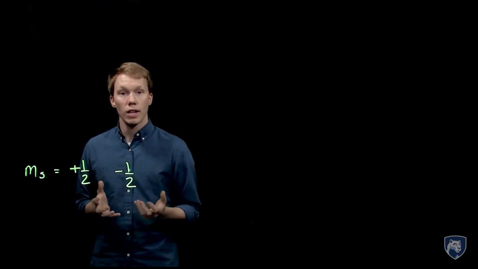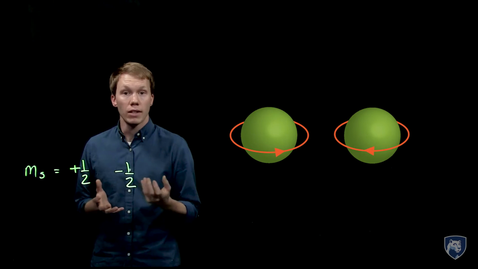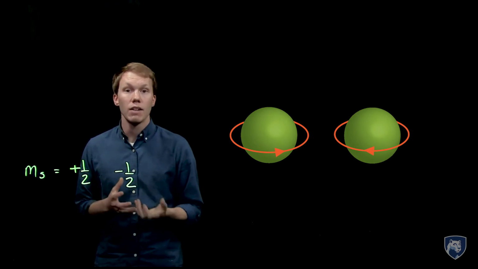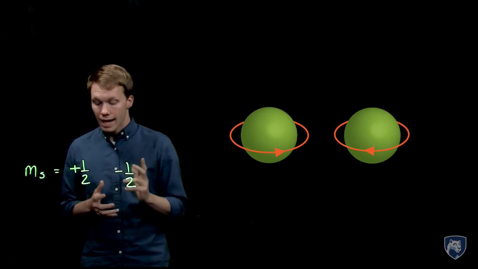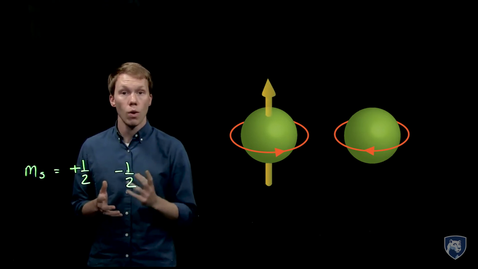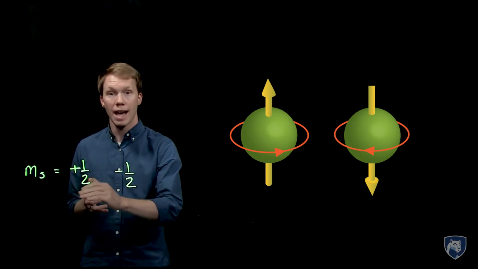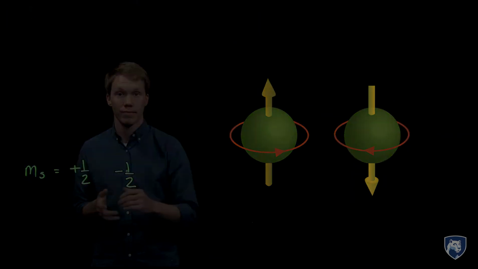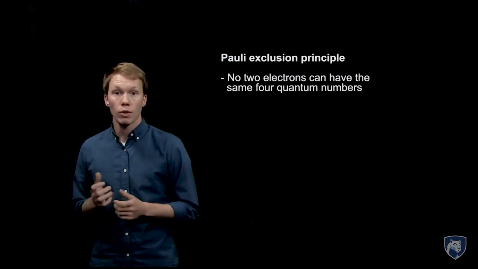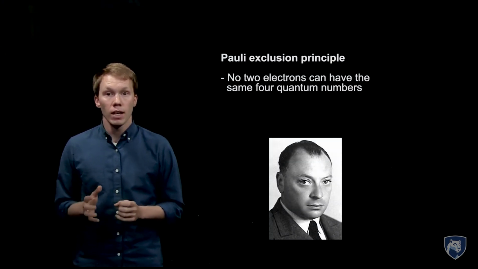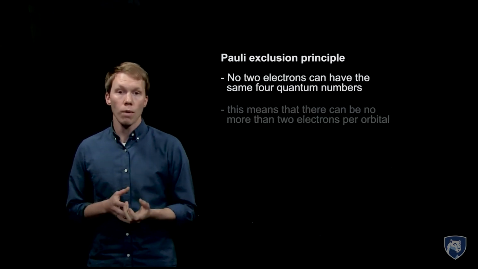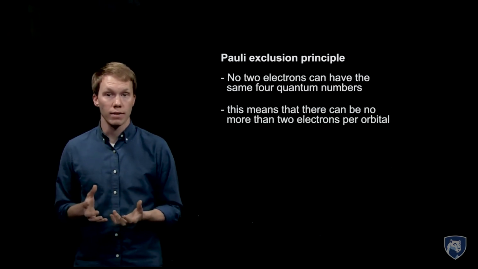We use a simplified model of a spinning sphere, much like a spinning top, to illustrate the idea of electron spin. And they can have magnetic moment of spin up or spin down, corresponding to plus 1/2 or minus 1/2 values. It turns out that no two particles can have the same quantum state, meaning that they can't have the same four quantum numbers. And this is known as the Pauli exclusion principle, which was named after Wolfgang Pauli in 1925. And this implies that each orbital can hold no more than two electrons.